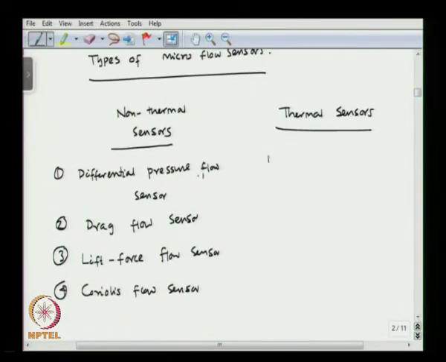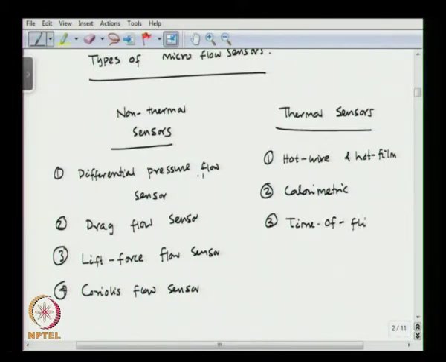In thermal sensors, we would have hot wire and hot film, and we would also have calorimetric sensors, and we would have time of flight. So, we will look at each of these different types of sensors. To start with, let us look at the differential pressure flow sensors.